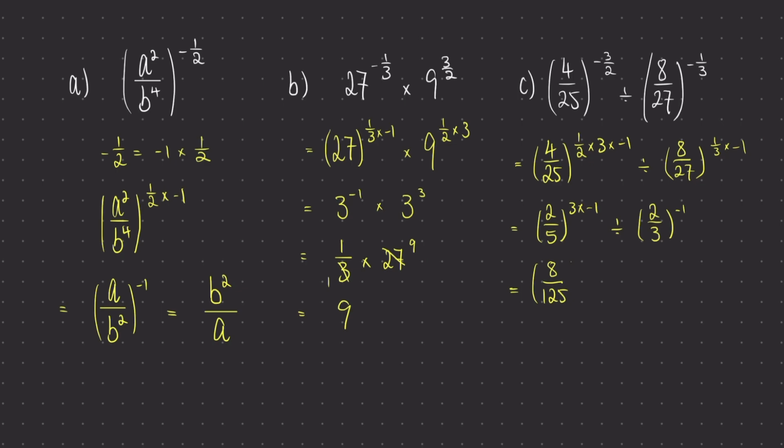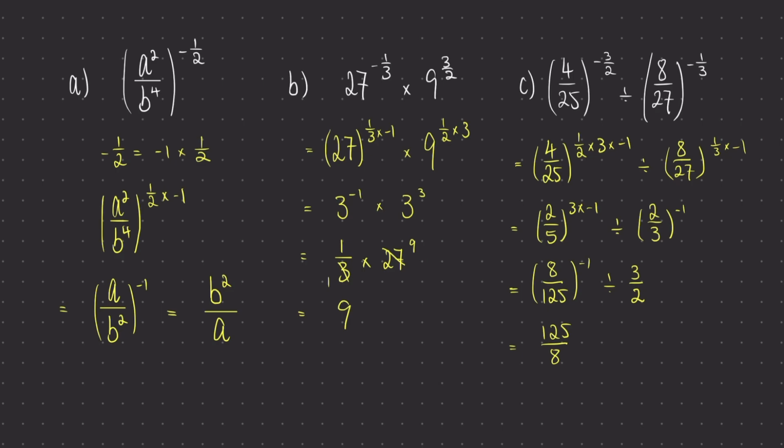And we've still got that power of -1 to think about. And I'm going to divide that by 2/3 to the power of -1, which is just going to find the reciprocal, so 3/2. On the left-hand side, I have the power of -1, which is going to find the reciprocal, so 125/8 divided by 3/2.